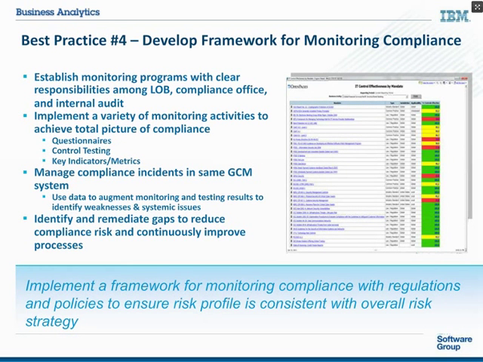Next, establishing monitoring controls with clear responsibilities and accountability among the compliance office and the internal audit. You need to implement a variety of monitoring activities at different levels in the organization to achieve that total picture of compliance. And this results in an effective monitoring and testing program, which includes questionnaires to confirm business units are operating in accordance with requirements and policies, control test monitoring, compliance metrics and key indicators at the line of business level to monitor compliance and measure business performance, and then capture and track compliance incidents, the root causes investigation and enforcement actions.